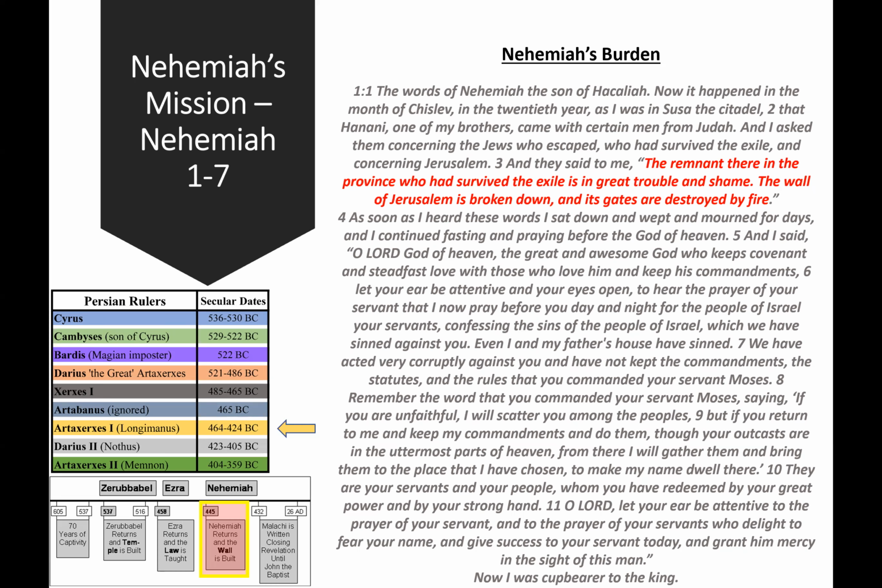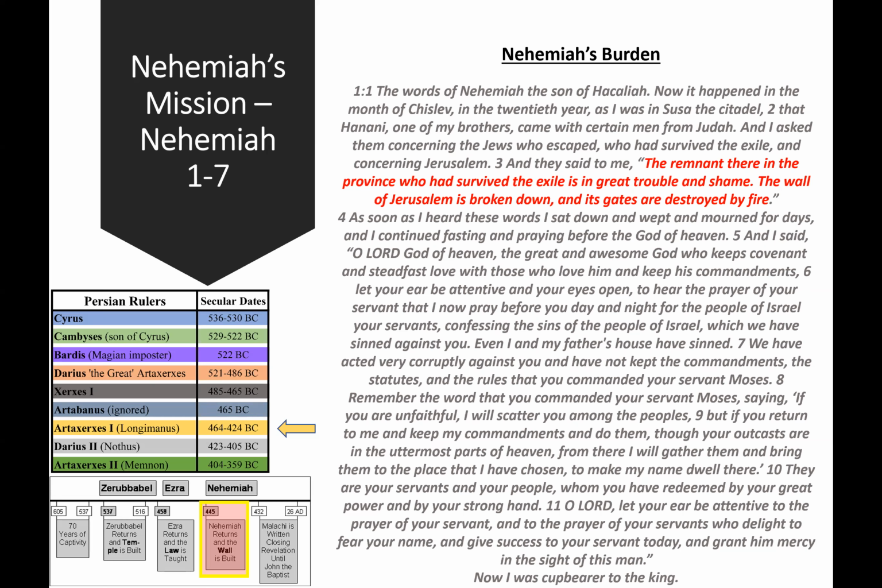O Lord, God of heaven, the great and awesome God who keeps covenant and steadfast love with those who love him and keep his commandments, let your ear be attentive and your eyes open to hear the prayer of your servant, that I now pray before you day and night for the people of Israel, your servants, confessing the sins of the people of Israel, which we have sinned against you. Even I and my father's house have sinned. We have acted very corruptly against you and have not kept the commandments, the statutes, and the rules that you commanded your servant Moses.